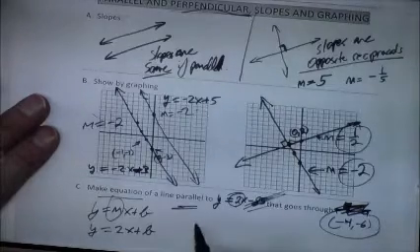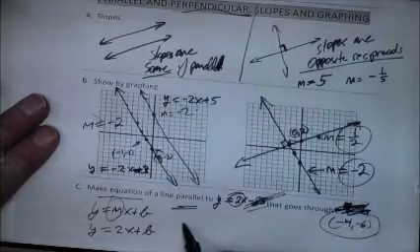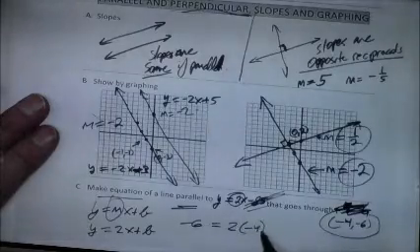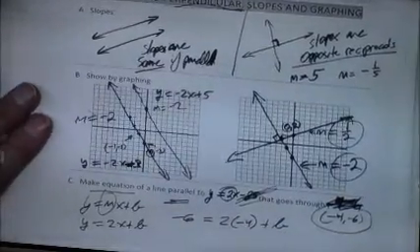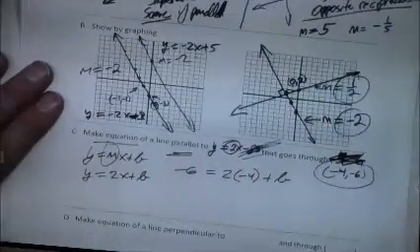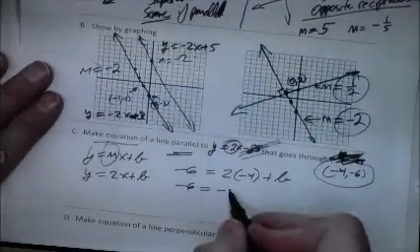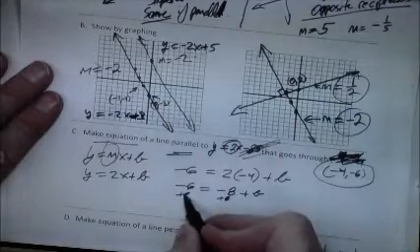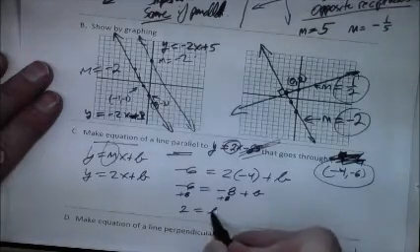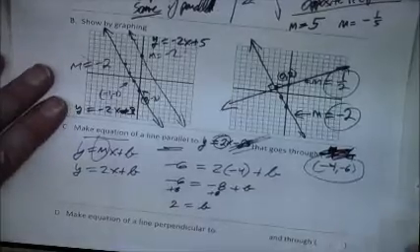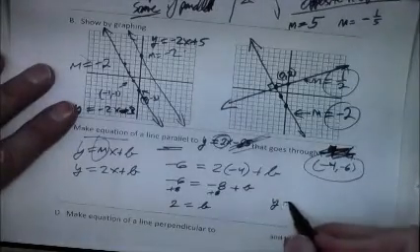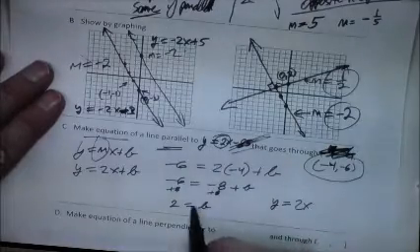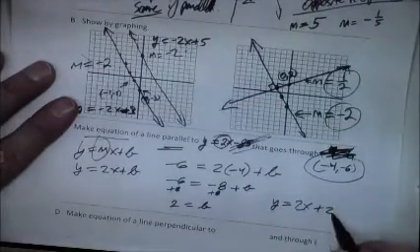Plug that point in here, and -6 for the y equals 2 times -4 for the x plus b. And now we can figure out what b is. So -6 equals -8 plus b. Let's add the 8 on both sides. So we get 2 equals b. Oh, so we have another 2. So we get y equals 2x, and now we know the y-intercept is a positive 2.